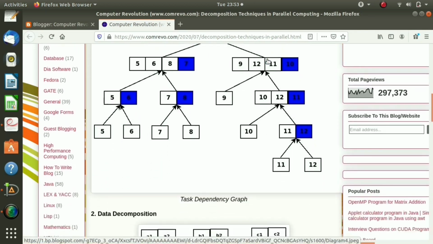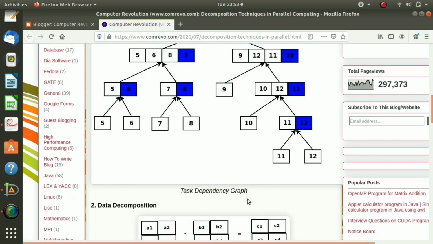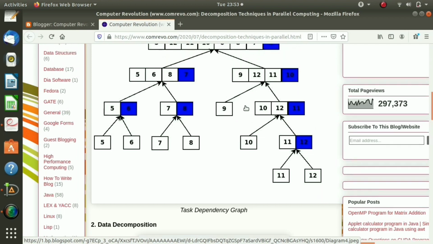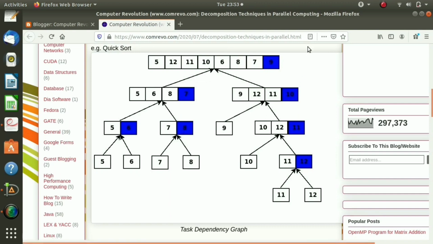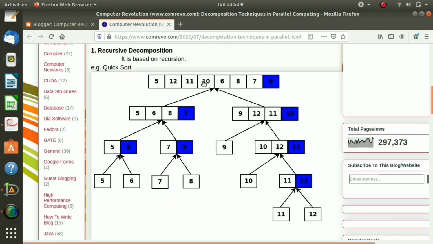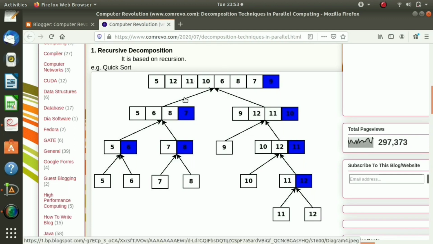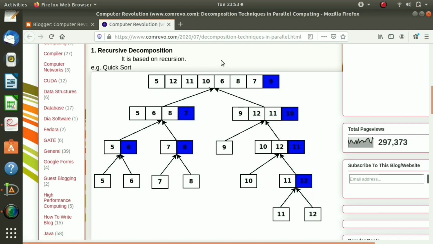Now this diagram is called a task dependency graph. Task means each subproblem is called a task. A dependency graph is a directed acyclic graph. Acyclic means there is no cycle, and there is a direction. The direction is for combining the results. So recursive decomposition means we recursively decompose the problem into independent sub-problems, keep on decomposing, and then combine their results. That is called recursive decomposition.